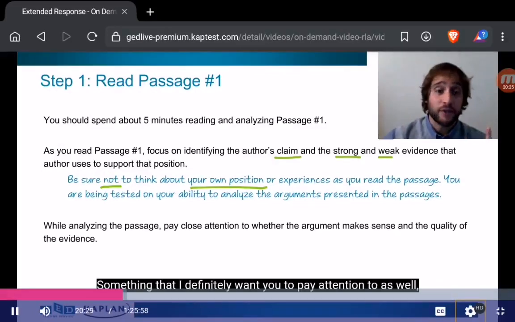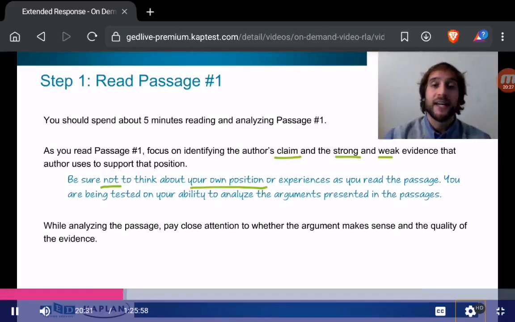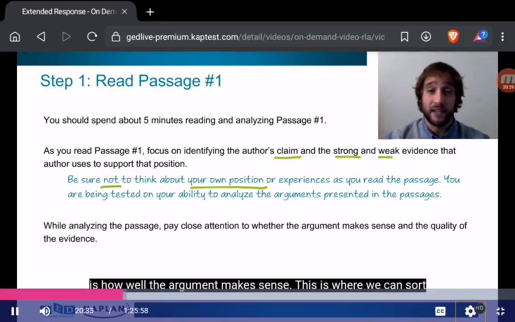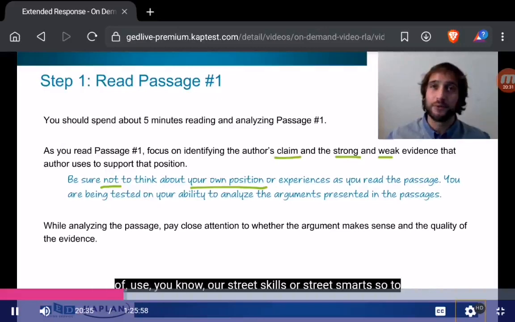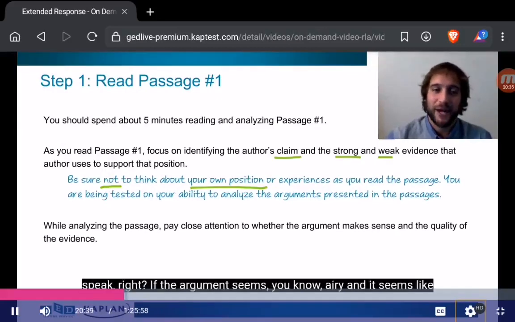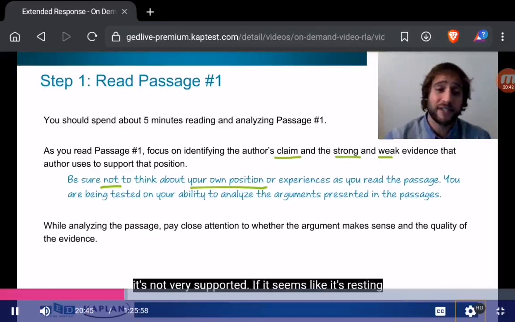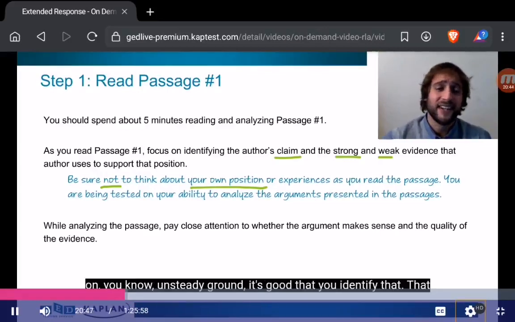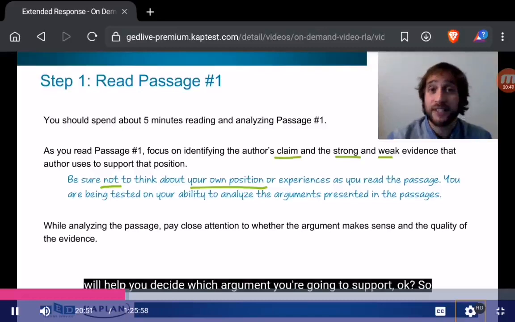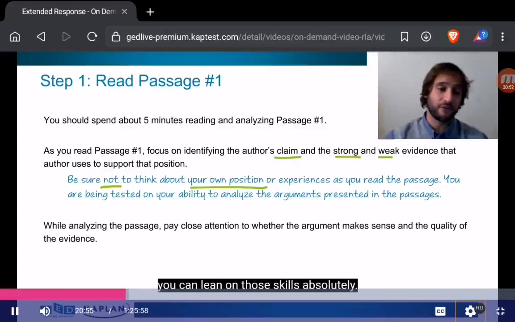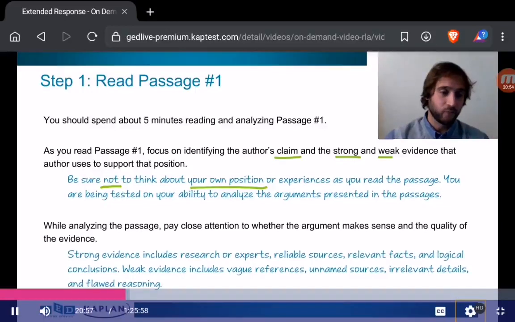Something that I definitely want you to pay attention to as well is how well the argument makes sense. This is where we can use our street skills, our street smarts, so to speak, right? If the argument seems airy, if it seems like it's not very supported, if it seems like it's resting on unsteady ground, it's good that you identify that. That will help you decide which argument you are going to support. Okay, so you can lean on those skills, absolutely.